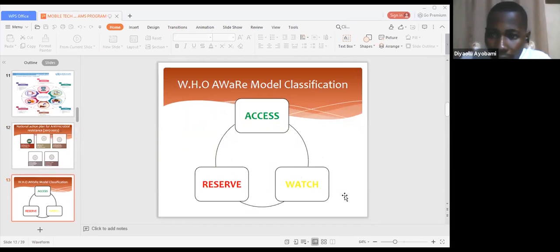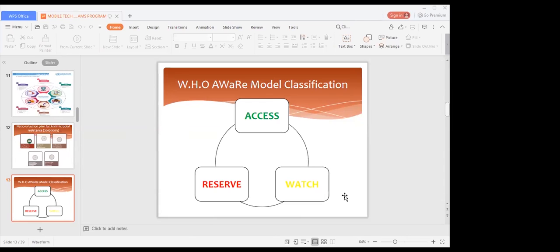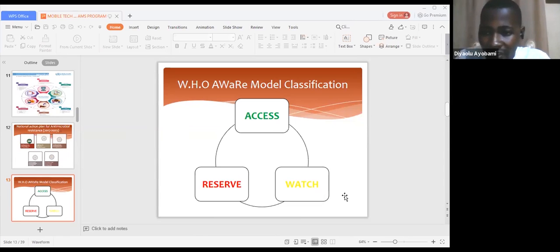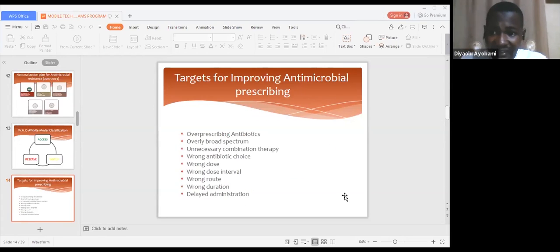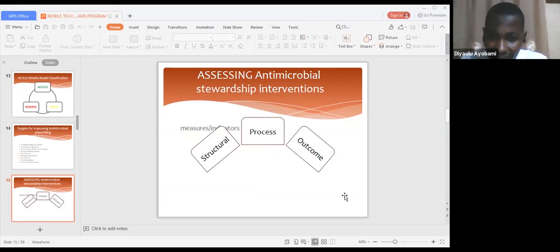And there's no way we talk about stewardship without mentioning the World Health Organization AWaRe classification, where antibiotics are grouped into 3 classes. We have the access, the watch, and the reserve. The access antibiotics have lower resistance potential, and they are recommended for first line therapy of most infections. The watch antibiotics are used when you can't find an effective access antibiotic, but they should be optimized and should be targets of stewardship programs, while the reserve antibiotics are specifically reserved for multi-drug resistant infections.